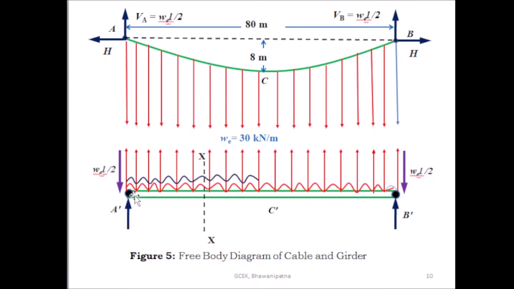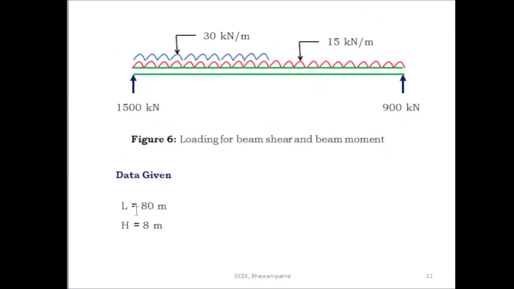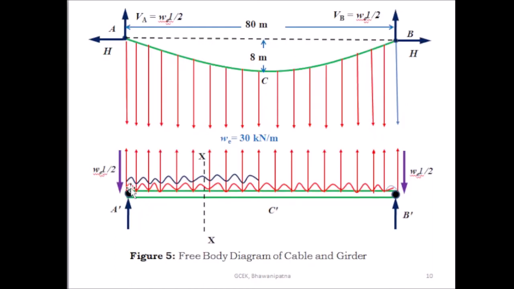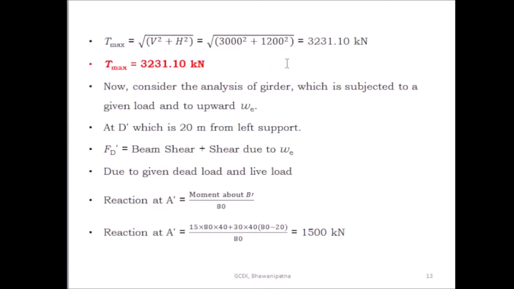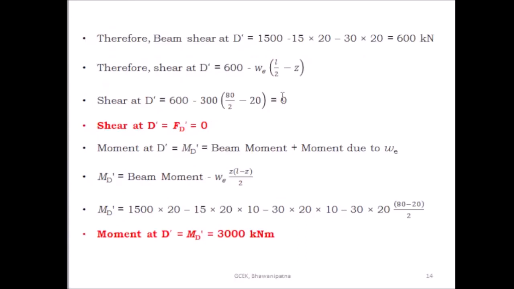R A dash, this is 1500 minus, so this is the dead load. So dead load is 15 kilonewton per meter, 15 into 20, and this is 30 into 20. This is 1500 minus 15 into 20 minus 30 into 20. This is equal to 600 kilonewton. So this is the beam shear at D dash.